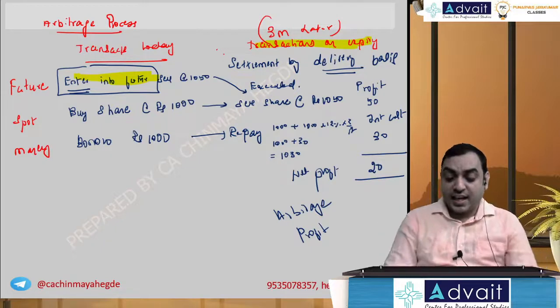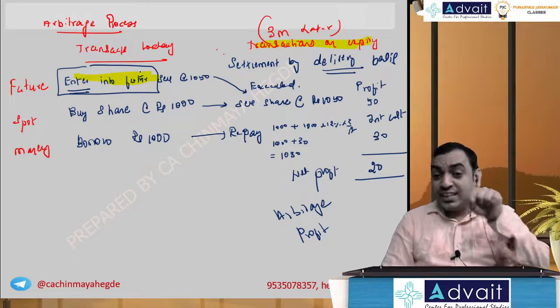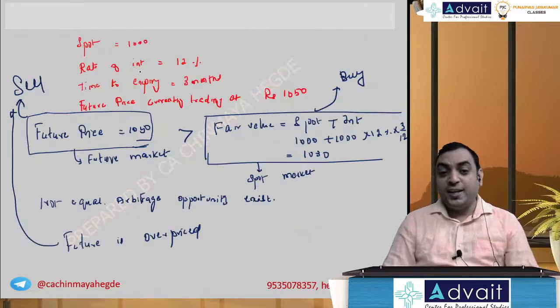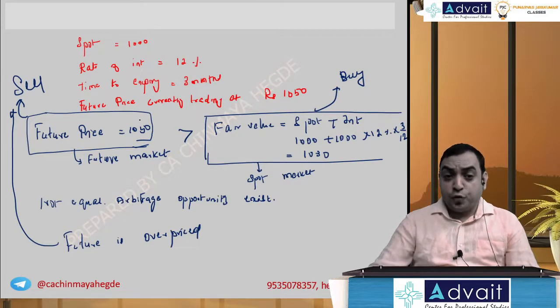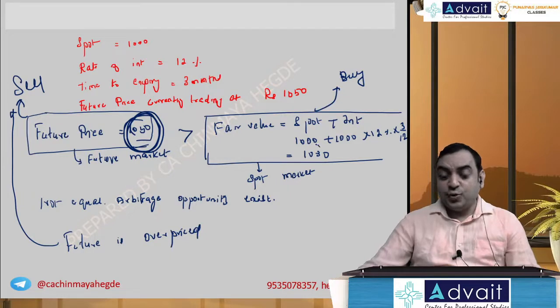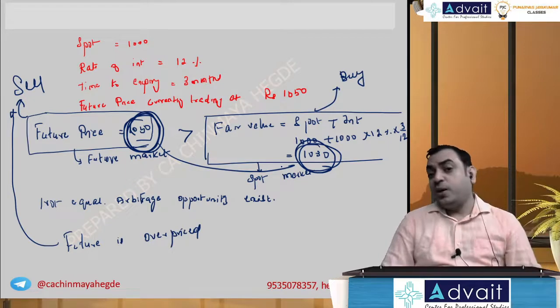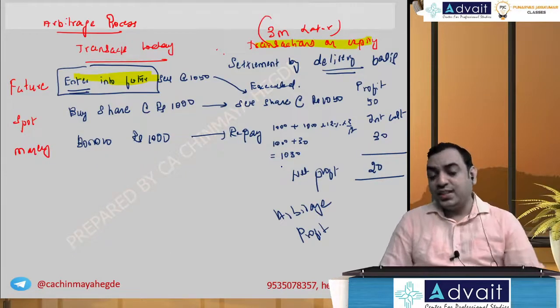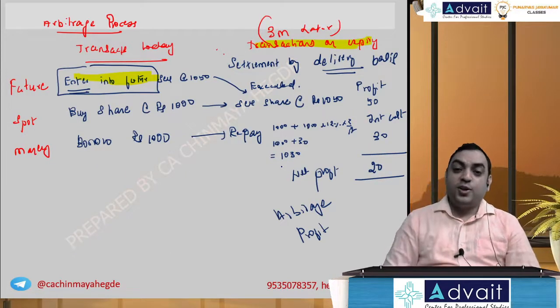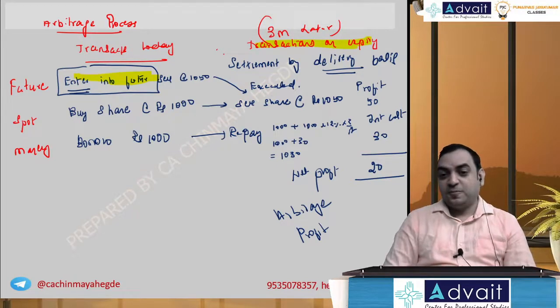Our profit is guaranteed. In fact, what is this profit if you observe carefully? What is the fair future price? 1050. And what is the fair value? 1030. So what was the difference? 20 rupees, for which we said an arbitrage opportunity exists. And you see, exactly 20 rupees we could achieve by executing this transaction.